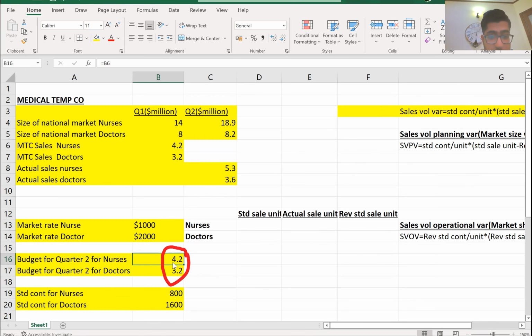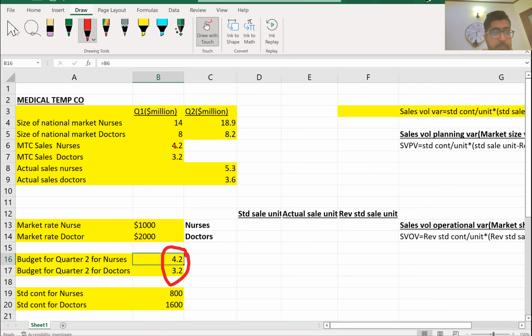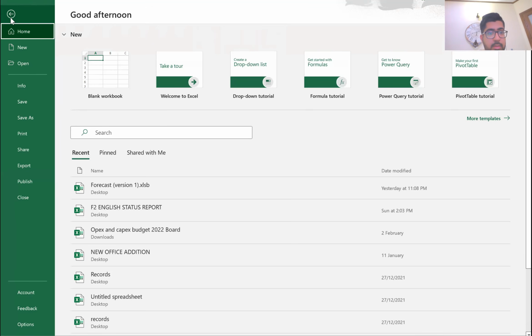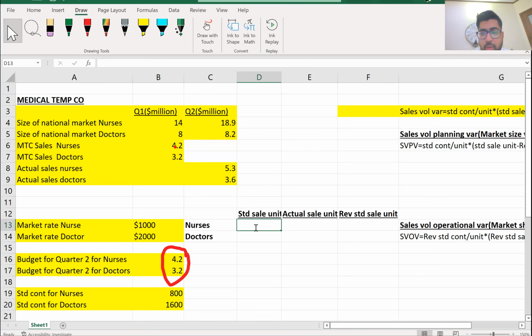This is the standard sales units. But the problem is this 4.2 and 3.2 million is dollars. This is not the units, this is the dollar. Dollars can easily be converted into units. The budget for quarter 2 for nurses is $4,200,000. You just divide by the selling price for nurses, which was 1,000. So standard sales units is 4,200. For doctors, the budget of quarter 2 was the same as quarter 1, 3.2 million, that is 3,200,000, divided by the selling price, which was 2,000. Standard sales units came for nurses and doctors.